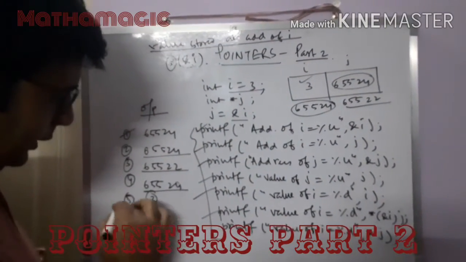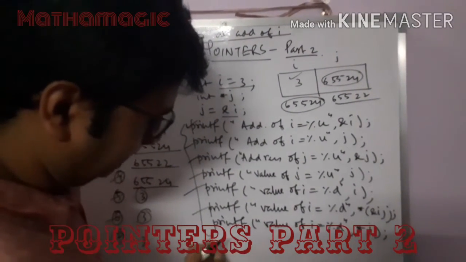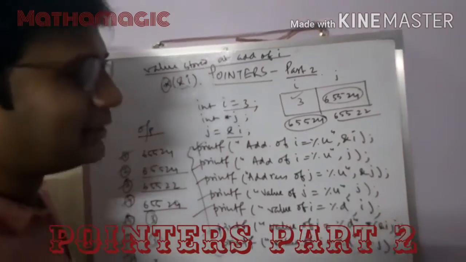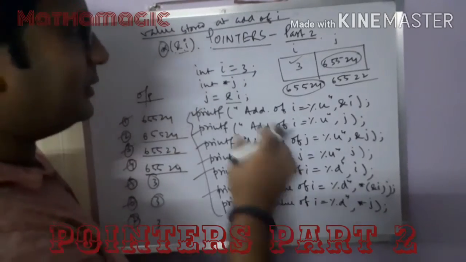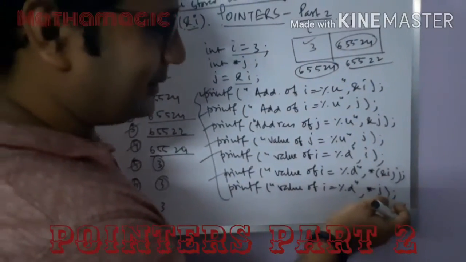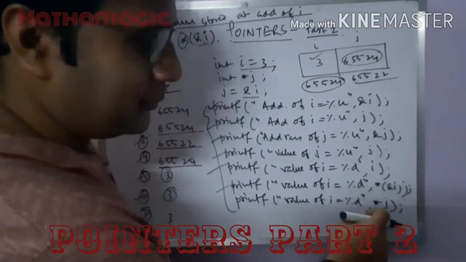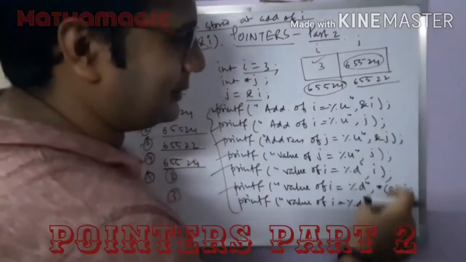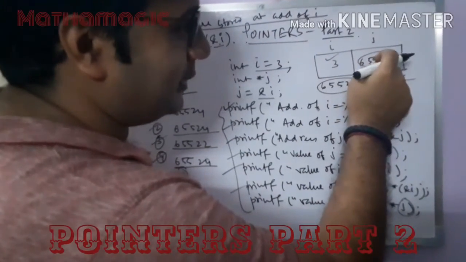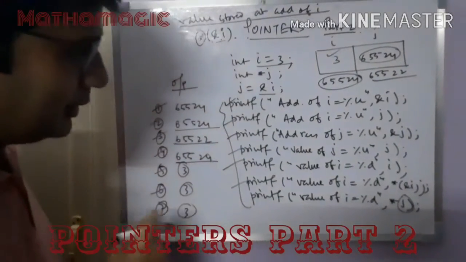So we have gone through the 6 lines. We'll come to the final thing, that is printf value of I equals to %d, comma star j. What is star j? Star j means value stored at j. It is a signed integer. So what is the value of j? Value of j is this address. So value stored at this address, 3, is coming like this.